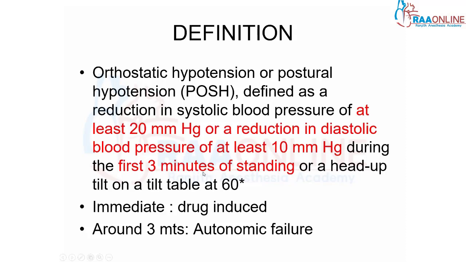So this is called active standing. From the patient's lying position, he comes to the standing. It is called active standing. In those people who cannot stand by themselves, you can use a tilt table to get the patient up to 60 degrees. Then you check the blood pressure. You have to check the blood pressure every minute for 3 minutes.